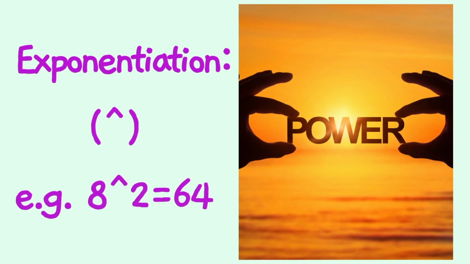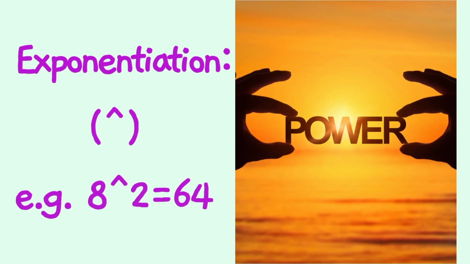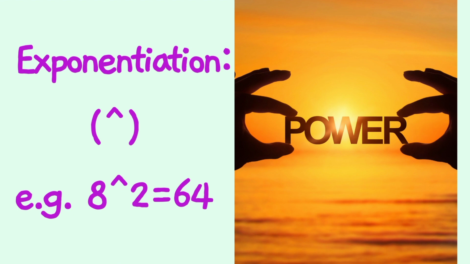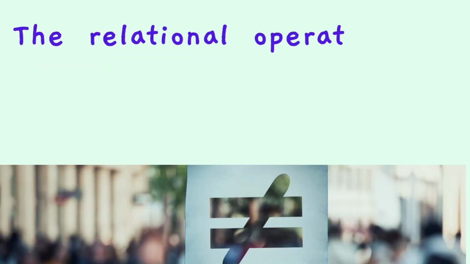Another beautiful symbol is what we call the exponentiation, as you can see on the display. For example, if I write 8 exponent 2, it means 8 raised to power 2, which means that 8 is multiplying itself twice. That means 8 times 8. And what is the result? 64.